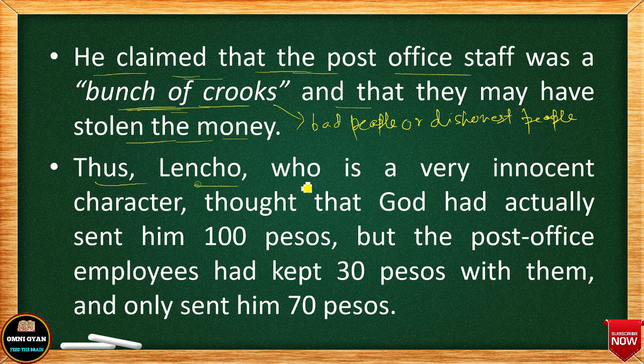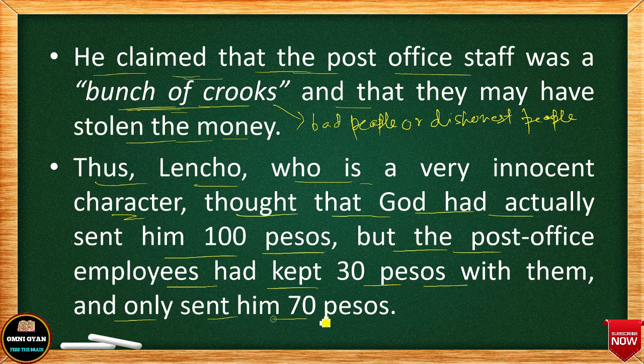Thus, Lencho, who is a very innocent character, thought that God had actually sent him 100 pesos, but the post office employees had kept 30 pesos with them. They are bad people, and they sent the rest of the 70 pesos to him.